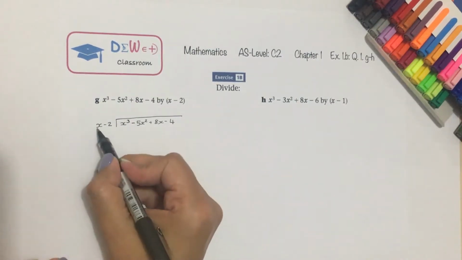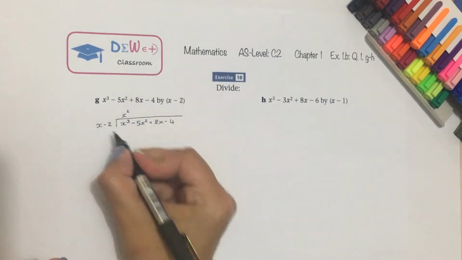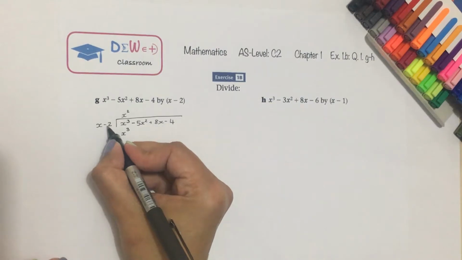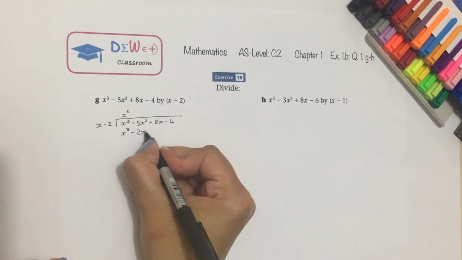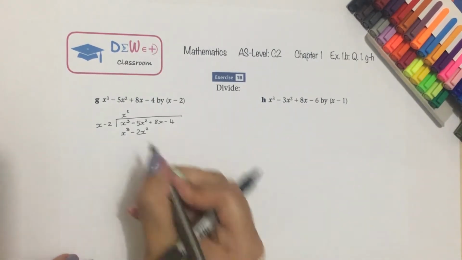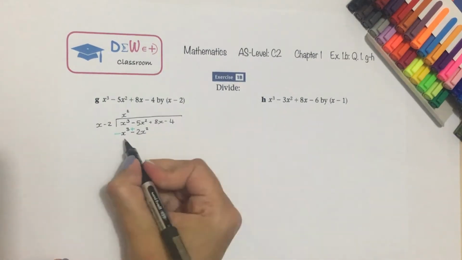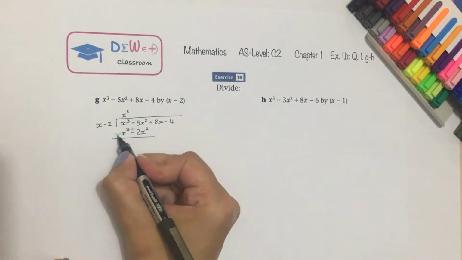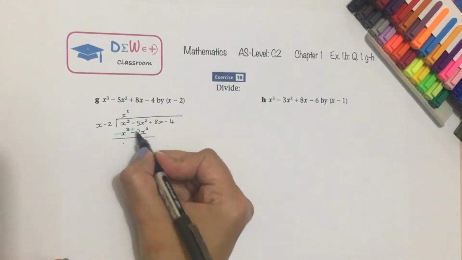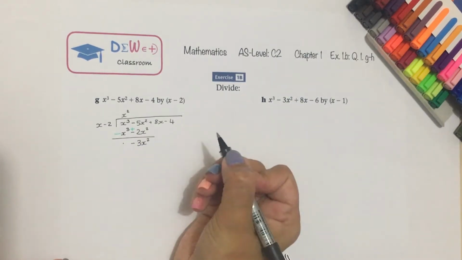So x cubed divided by x is x squared. Then we take x squared times x is x to the power of 3. X squared times negative 2 is minus 2x squared. Then we need to subtract this whole thing, and before we subtract we need to change both of their signs. Okay, so we say x cubed minus x cubed is 0 and minus 5x squared plus 2x squared is minus 3x squared.